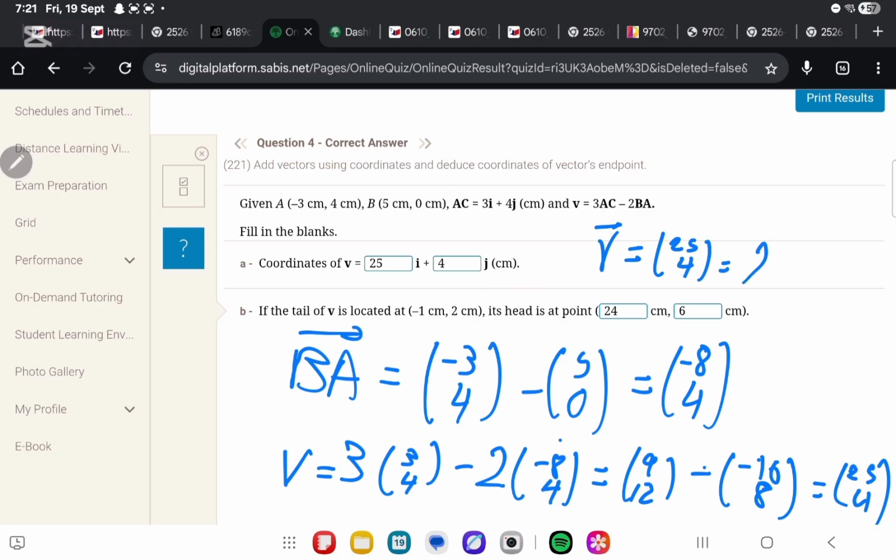So it's going to be 25i plus 4j. By the way, whenever you see this little house thing, it means that it's a unit vector, because remember i and j are unit vectors. So 25 and 4, this is the coordinates of v.